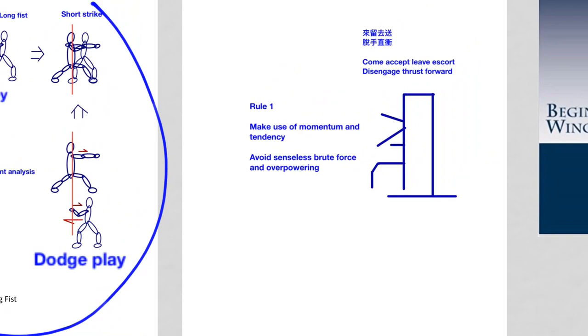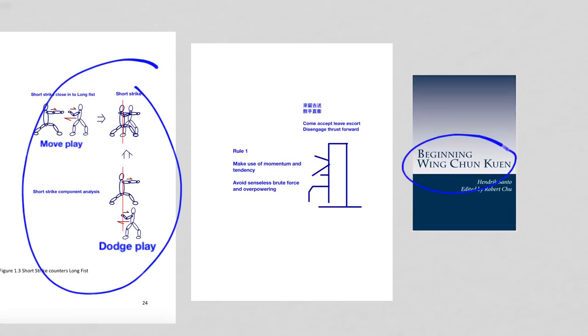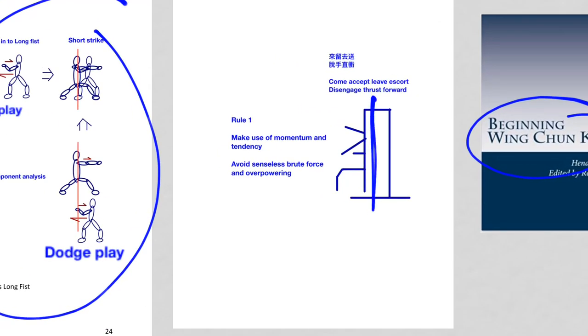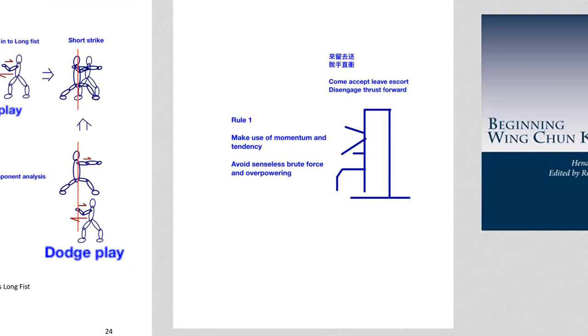And as in the beginning of the Wing Chun book, it said that even when playing with a wooden dummy, make use of momentum and tendency. Okay? The key is to make use of momentum and tendency. Avoid senseless brute force and overpowering. You don't bang the wooden dummy as you like. You need to know the momentum and tendency.